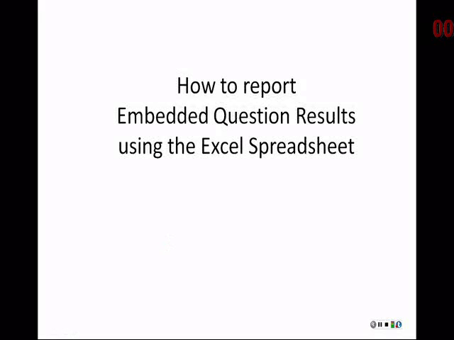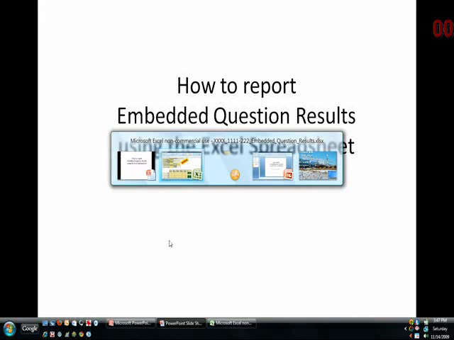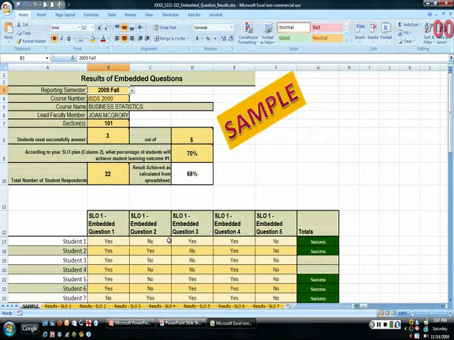This video will explain how to report the embedded question results using the Excel spreadsheet. I've downloaded the spreadsheet and opened it in Excel version 2007. If you don't know how to download the Excel spreadsheet from the Pause drop box, please see the video that explains that, or ask for help.